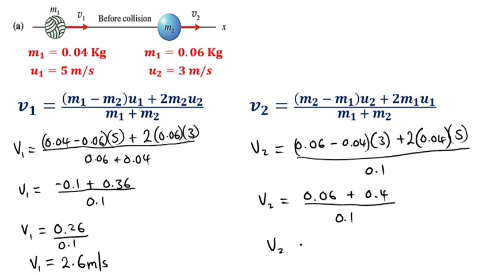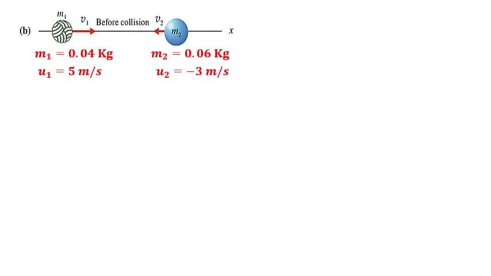So V2 is equal to 0.06 plus 0.4 gives us 0.46 divided by 0.1. Hence the final velocity is simply 4.6 meters per second. So there we have it. Now this is for the first diagram, when both balls were going in the same direction initially. For the second one, we have the two balls going in opposite directions. Hence the initial velocity of the second ball is negative.